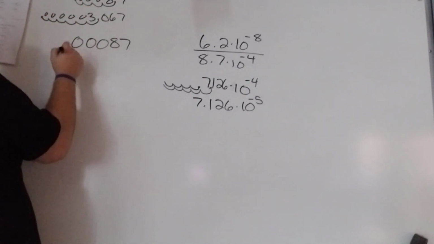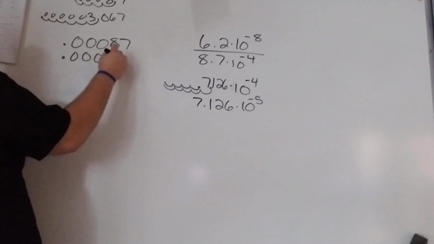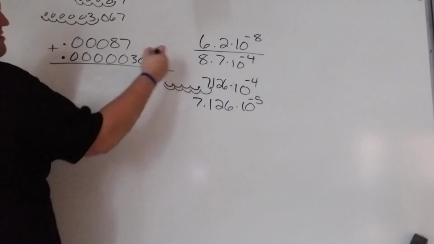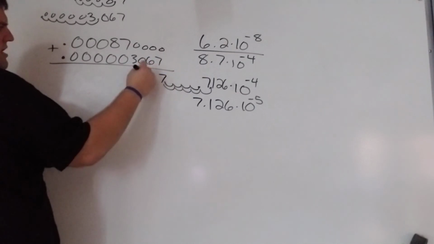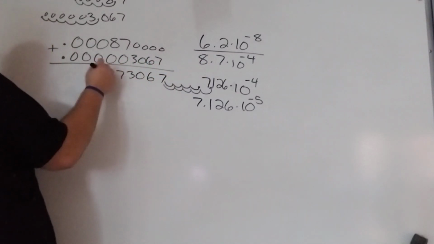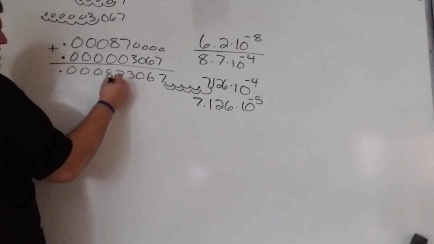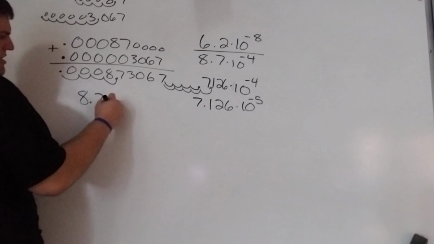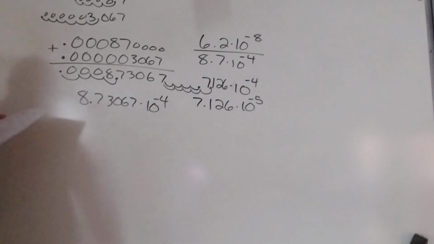So I'm going to line them up with the decimal. Again, this time the decimal's over here. And then I'm just going to add. Remember, if there's no numbers here, you just add zeros there. And then put it back inside scientific notation, decimal after the 8, 1, 2, 3, 4 spaces to the left. So 8.73067 times 10 to the -4th.